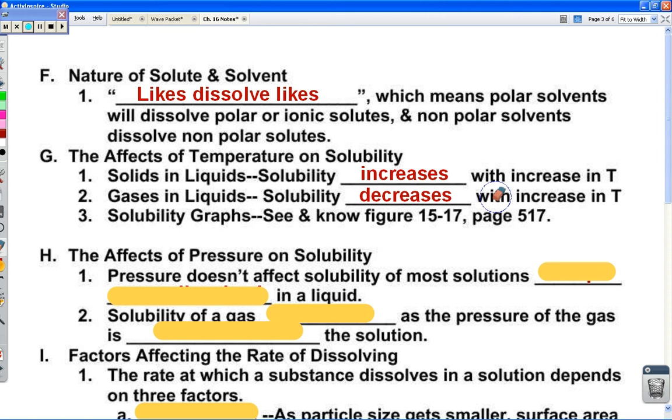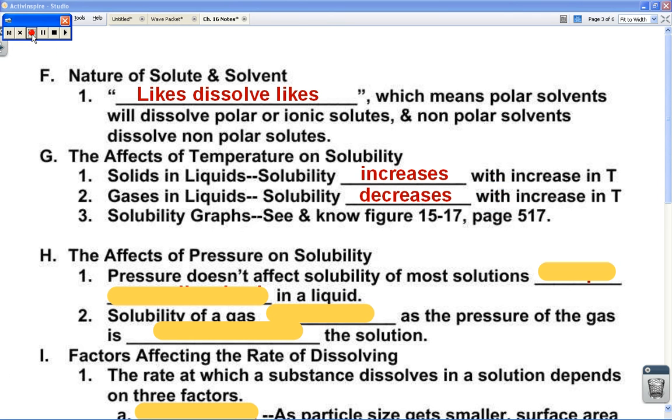I don't have one pulled up here. Maybe I will. Hold on. So as we were saying, on the back of your packet, you've got a chart that shows solubility graphs, and this is what they look like.